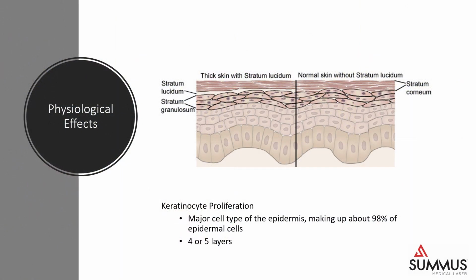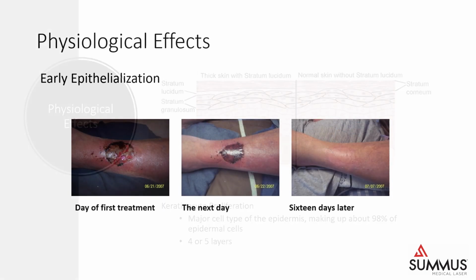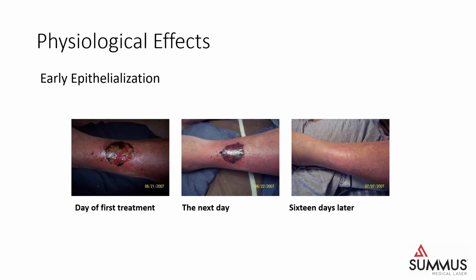Keratinocyte proliferation. The keratinocyte is a major cell type of the epidermis, making up about 90% of epidermal cells. Early epithelialization. An abundance of studies have demonstrated laser-stimulated acceleration of epithelial cell regeneration and its ability to speed up wound healing, minimize scarring, and reduce infection opportunities. These pictures show an actual case that demonstrates laser therapy's ability to accelerate tissue healing and repair.